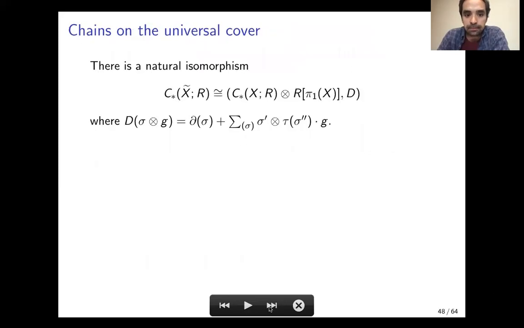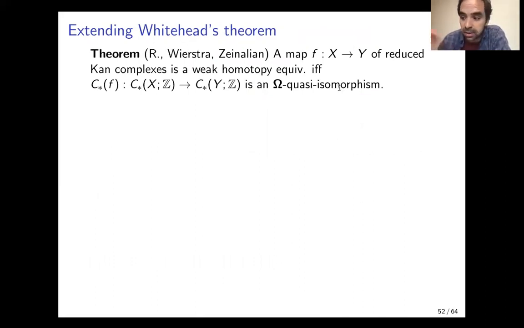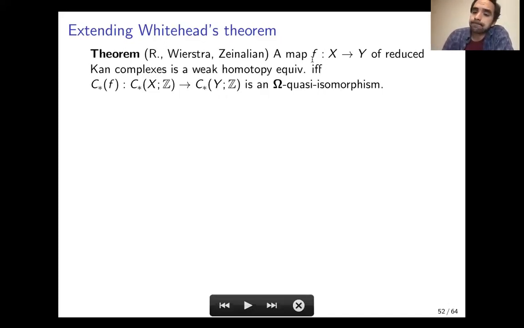And let me skip this quickly. So now I can outline the extension of Whitehead's theorem. So hopefully I can get this point across in the last two minutes. And the statement is that any map of reduced concomplexes is a weak homotopy equivalence if and only if the induced map at the level of integral chains is a Khobar quasi-isomorphism.